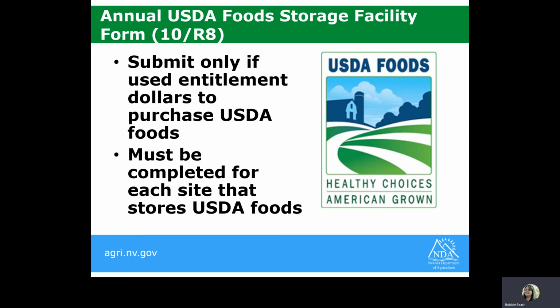So next, this will be item 10 or R8. We ask you to submit the annual USDA food storage facility form. And you will only submit this if you use entitlement dollars to purchase your USDA foods. And it must be completed for each site that stores USDA foods. So if you have a central warehouse, that's the only place they're kept, you will have one storage facility form. If they're kept at each school site, we would need to see one for each school site.